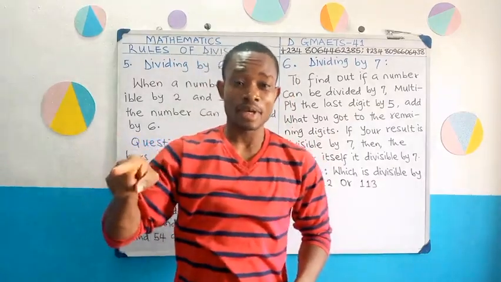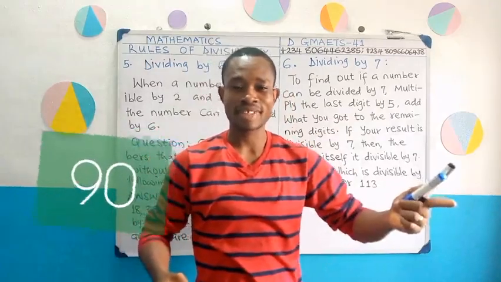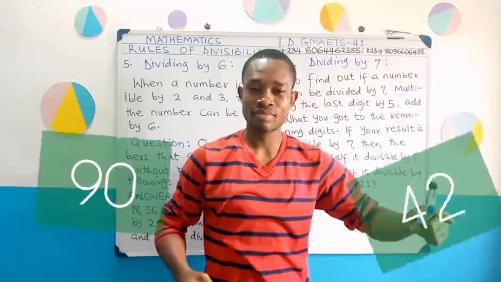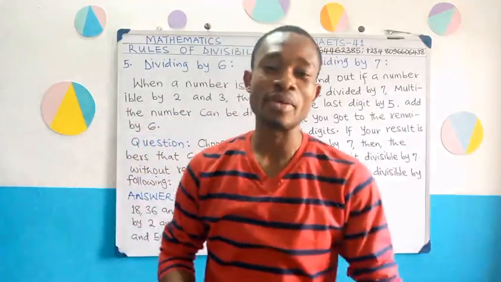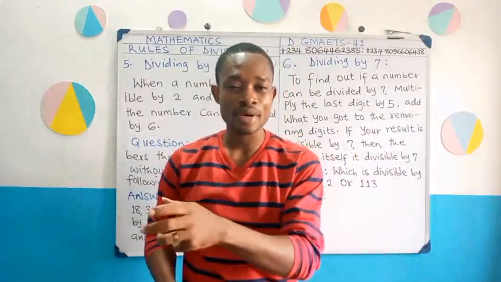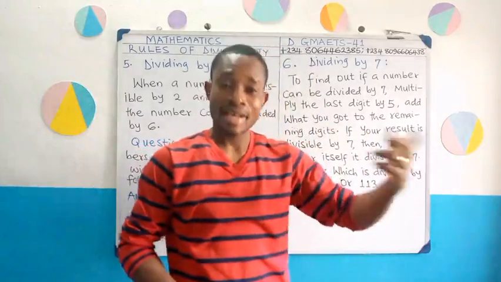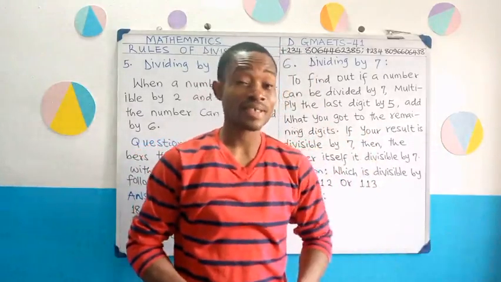Can this number be divided by 6? What about the other number? Can 7 divide it? Alright, let us find out how we can get to know whether a number is divisible by 6 and whether another number is divisible by 7.